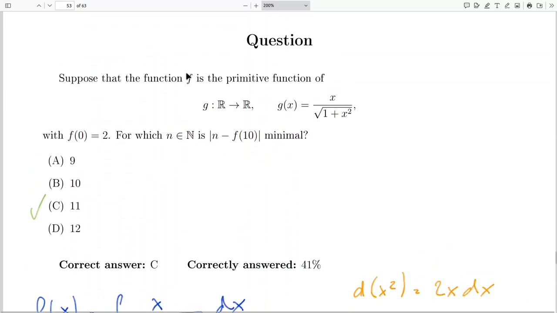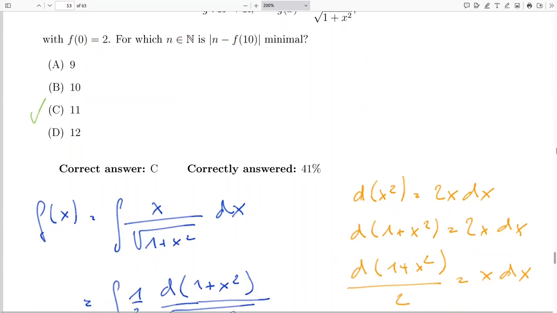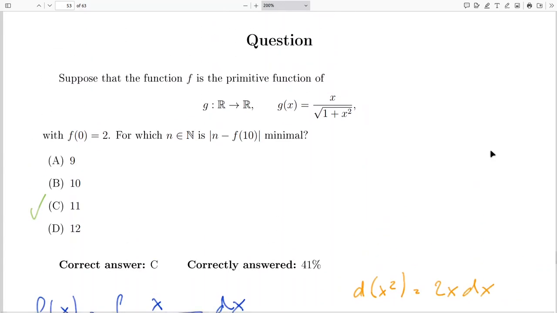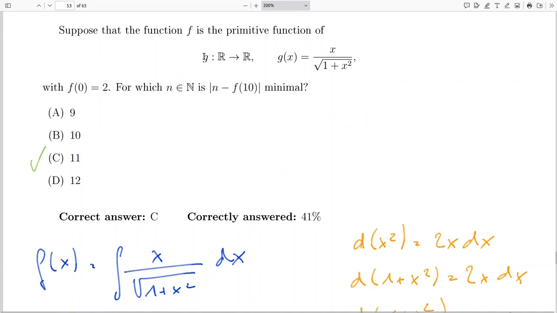So the question is, suppose that the function f is the primitive function of g, and g of x is x divided by the square root of 1 plus x squared, with f of 0 equals 2. Then for which n, an element of the whole numbers, is the absolute value of n minus f of 10 minimal? So if this is the primitive function of g, to get f we'll need to integrate this.